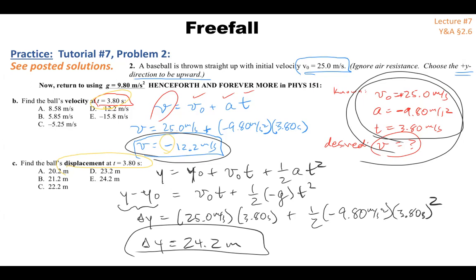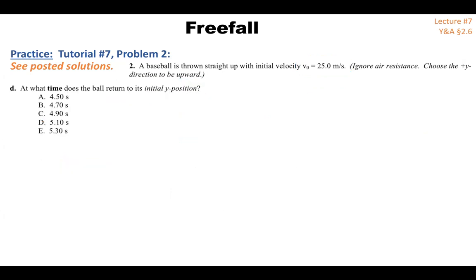Okay, I'll let you solve part D on your own, which is, when does the ball return to its initial y position? So at what time does it pass its initial y position? We already predicted that it should be around 5 seconds, but that was using a crude value for little g. So you can see all the answer choices are in that general ballpark, but I'll let you calculate it more precisely using 9.80. Let's answer the question, at what time does the ball reach its maximum height?